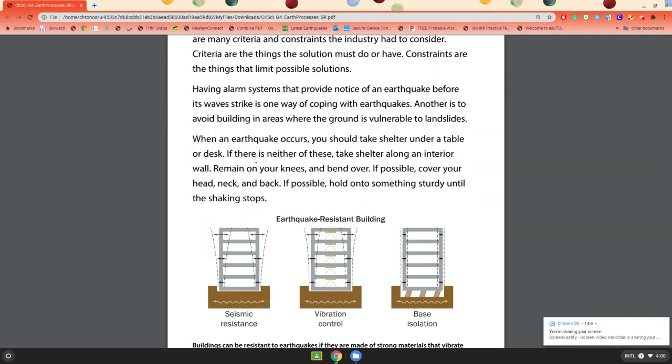Having alarm systems that provide notice of an earthquake before its waves strike is one way of coping with earthquakes. Another is to avoid building in areas where the ground is vulnerable to landslides. When an earthquake occurs, you should take shelter under a table or desk. If there are neither of these, take shelter along an interior wall. Remain on your knees and bend over. If possible, cover your head, neck, and back, and hold on to something sturdy until the shaking stops.